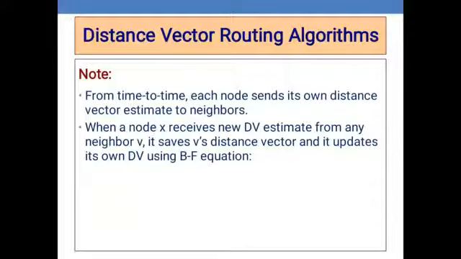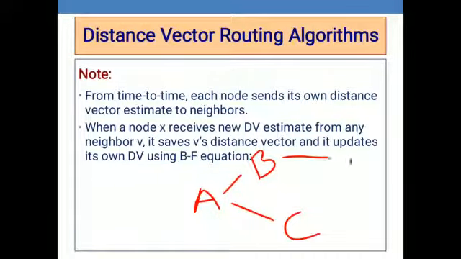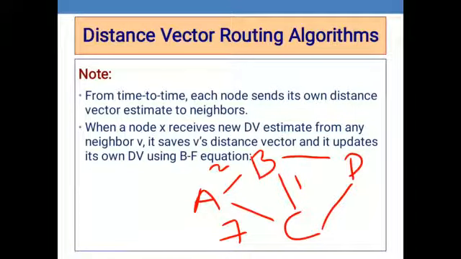So what does it mean? If you have A, B, C, and D, for example consider these 4 routers. Here, the distances between these routers are: from A to B it is 2, from A to C it is 7, from B to C it is 1, from B to D it is 3, and from C to D it is 8. If you consider it like this, this is a subnet consisting of 4 different routers.